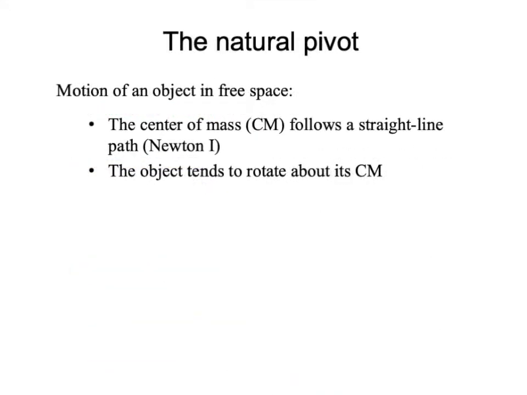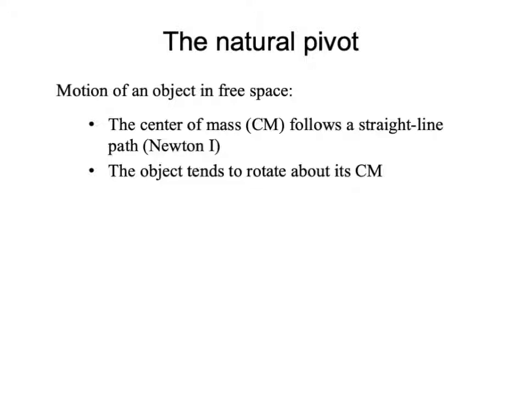The center of mass forms a kind of natural pivot point for an object's rotation. So let's just consider the motion of an object in free space without any other forces acting on it. The center of mass of the object follows a straight line path at a constant velocity, according to Newton's first law. In other words, that law of inertia, Newton's first law, applies to the center of mass of the object. And if the mass is moving subject to gravity, then it's the center of mass that follows a ballistic path. But in addition to that, the object tends to rotate about its center of mass.